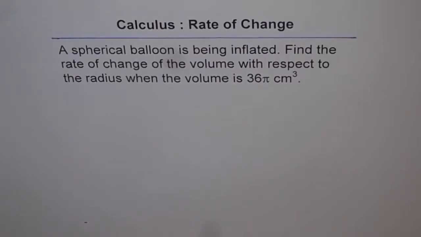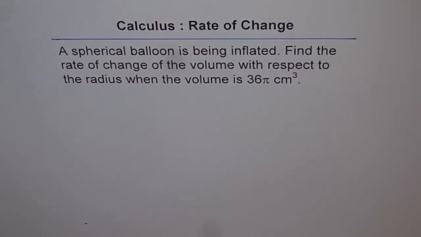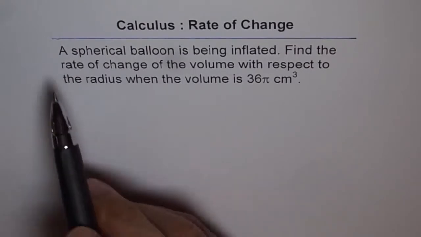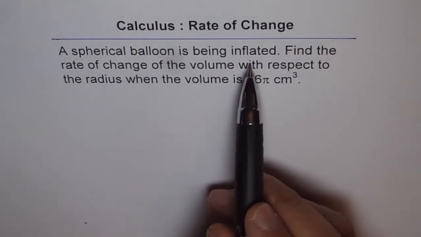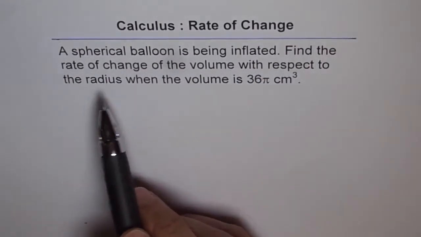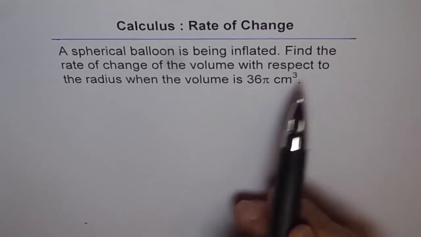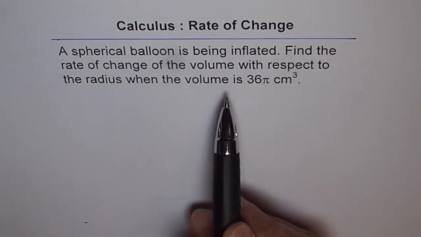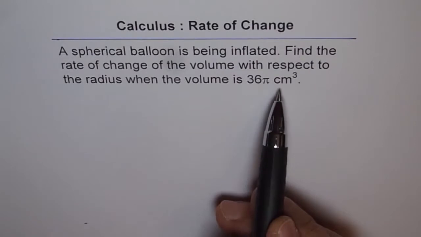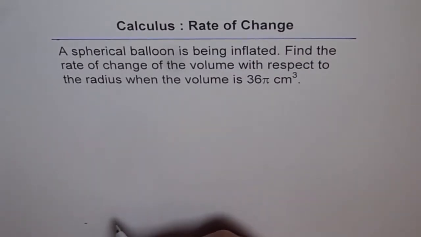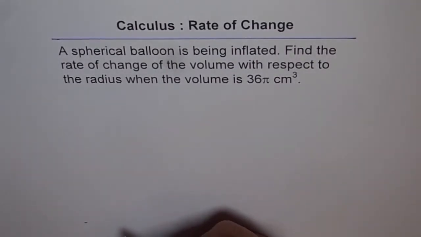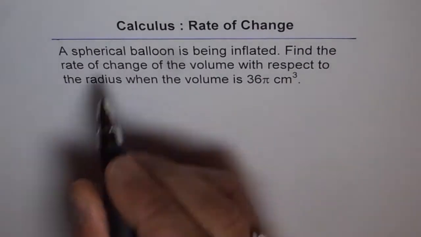Here is a thinking and application problem on rate of change. It says a spherical balloon is being inflated. Find the rate of change of volume with respect to radius when the volume is 36 pi centimeter cube. Now, you should know the volume formula, right? So what is the volume of a sphere?